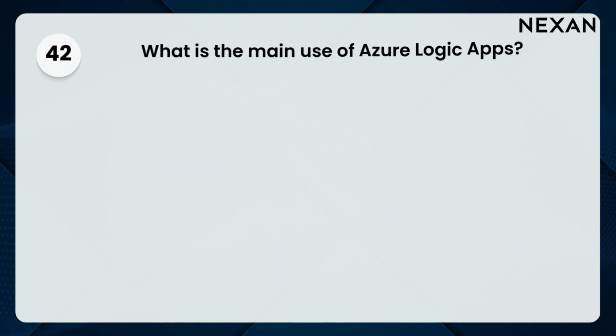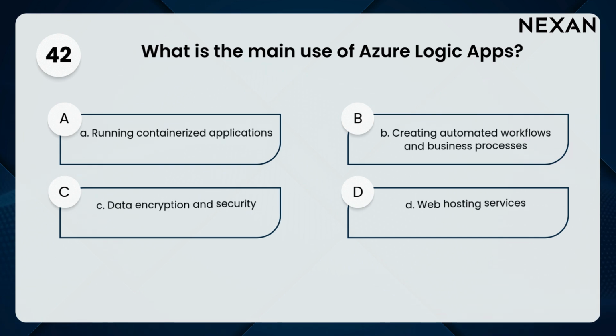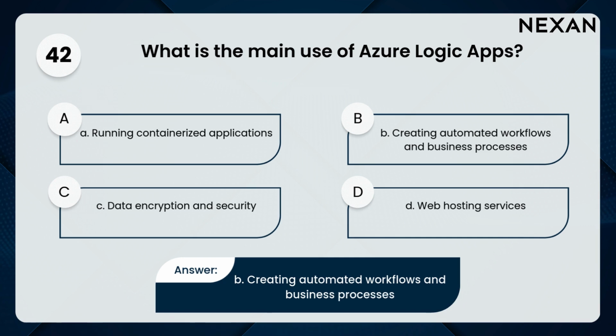42. What is the main use of Azure Logic Apps? A. Running containerized applications, B. Creating automated workflows and business processes, C. Data encryption and security, D. Web hosting services. Answer: B. Creating automated workflows and business processes.